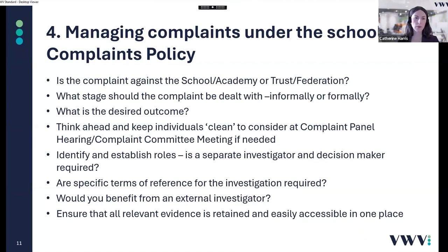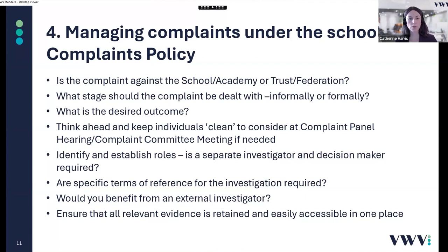So looking now at managing complaints under a school's complaints procedure. So setting aside anything that should be dealt with under a separate process, once you've worked out which elements of the parents' correspondence is to be dealt with under the school's complaints policy, you need to think about how their complaints are going to be managed.